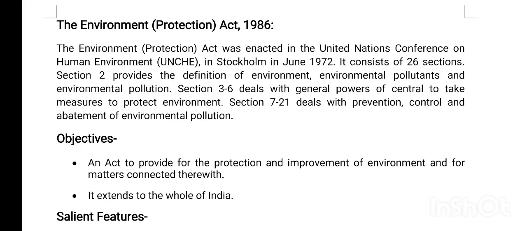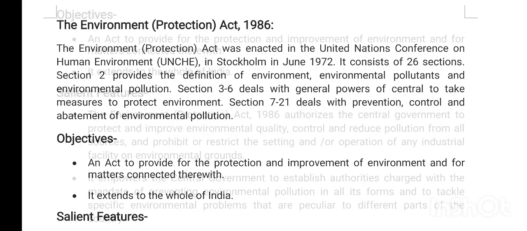Sections 7 to 21 deal with the prevention, control and abatement of environmental pollution. So the main purpose and motive of the EPA 1986 is to protect the environment from further damage and improve its quality, so that the environment, which is getting damaged day by day, is protected for human beings and other living creatures.